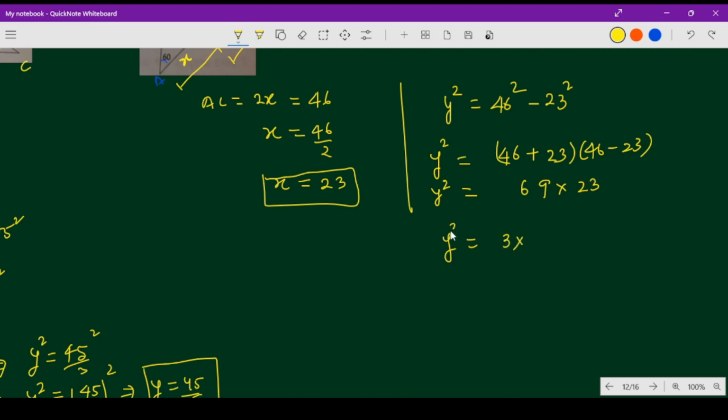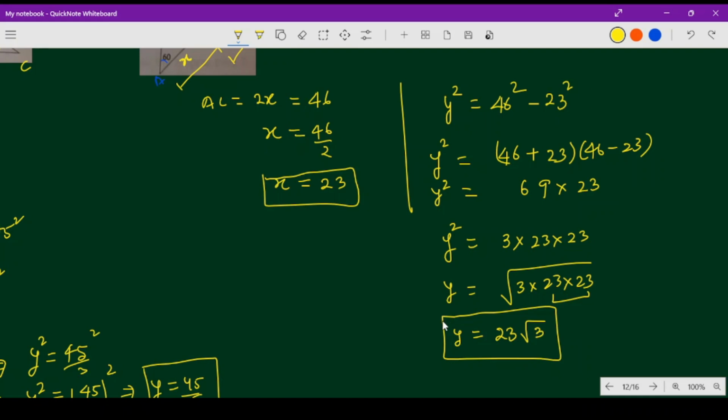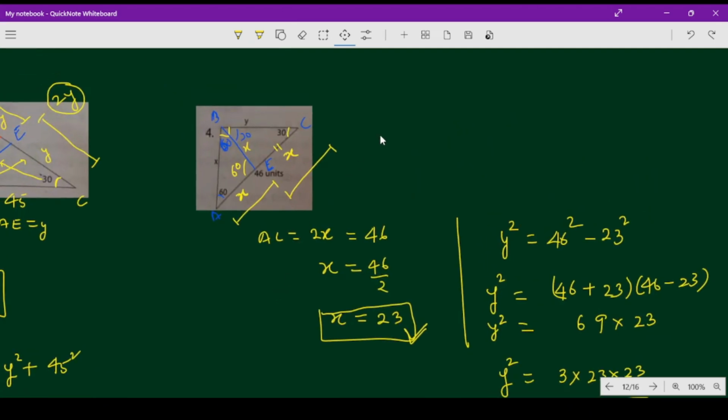So this is 3 times 23 into 23. So the y value is equal to square root of 3 times 23 times 23. This is making a pair, so it will come out of the root. So 23 comes out and root 3 will be inside. So 23 root 3 is the value of y, and the value of x is 23. So the answer for this question is x is 23, y is 23 root 3.